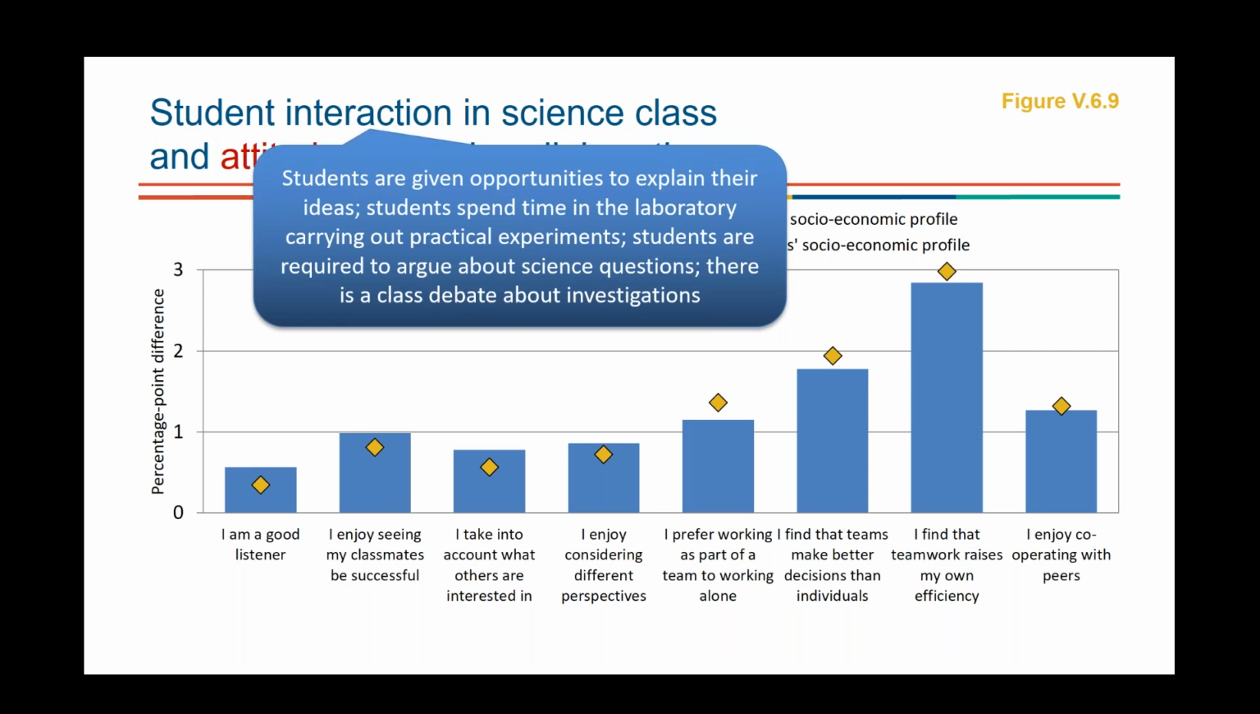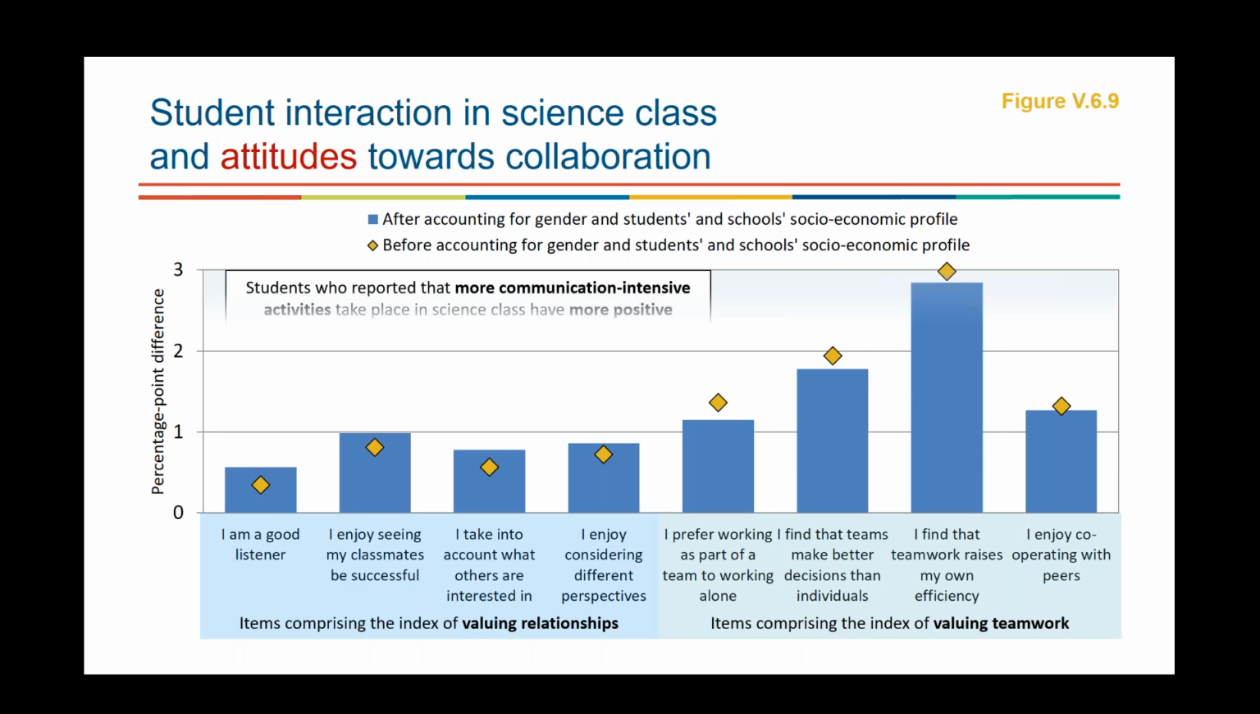Where students said there was more interactive engagement in science class, you could see that they were more likely to say, I'm a good listener, I enjoy seeing my classmates be successful, I take into account what others are interested in, I enjoy considering different perspectives, I prefer working as part of a team, I find that teams make better decisions, I find that teamwork raises my own efficiency. So on virtually every dimension of student attitudes towards relationships, we found that kind of positive association between engagement, interactivity in the science class, and attitude.